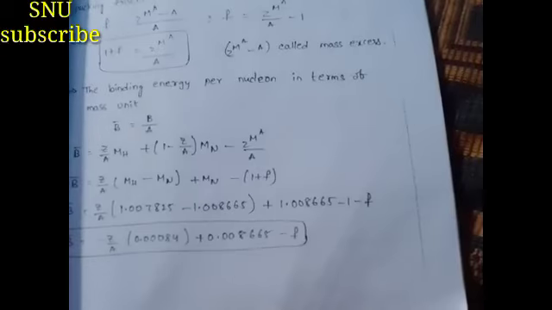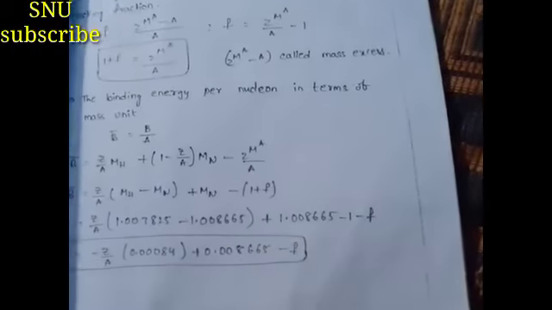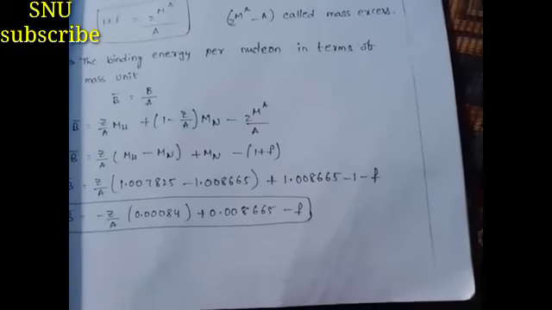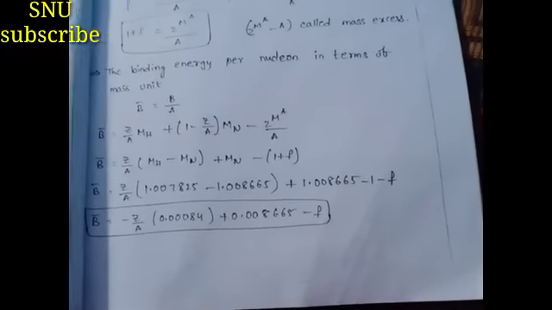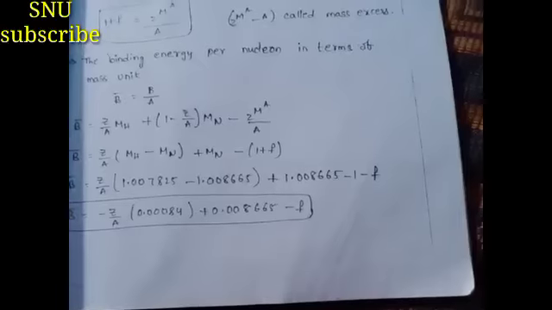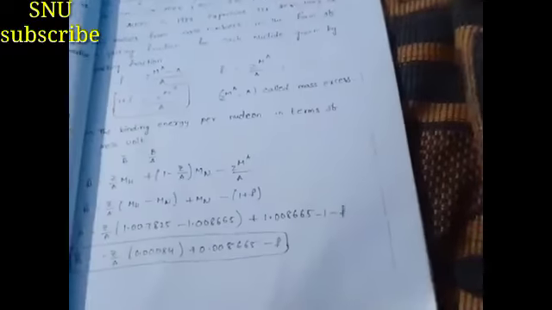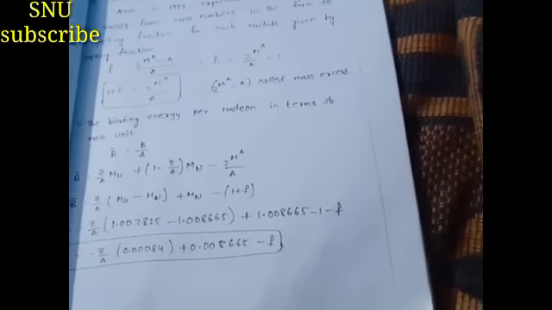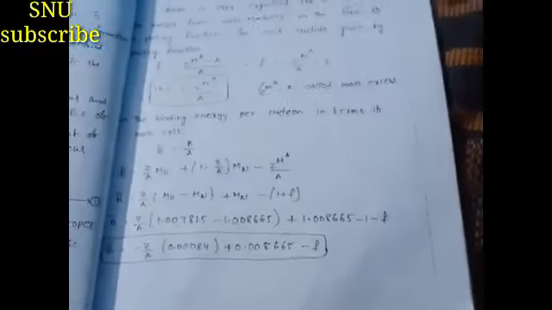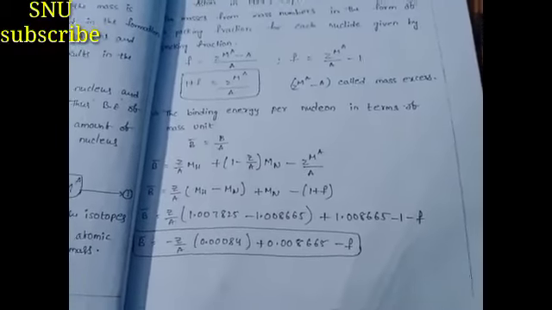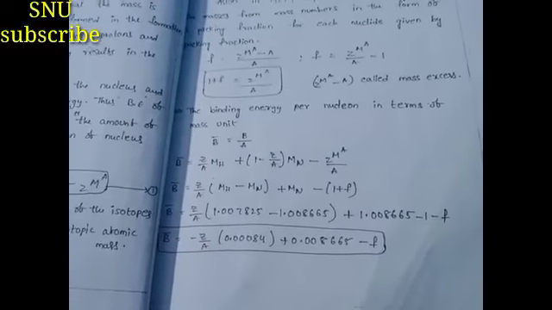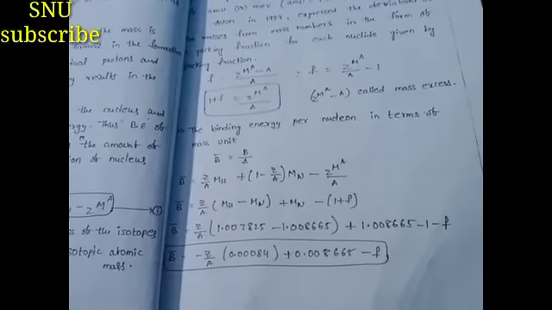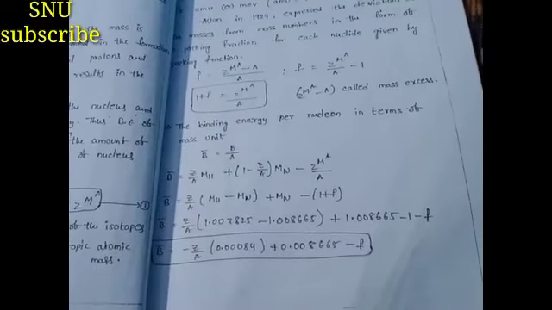The binding energy per nucleon in terms of mass unit. B bar is equal to B by A. B bar is equal to Z by A mH plus (1 minus Z by A) mn minus ZMA by A. B bar is equal to Z by A (mH minus mn) plus mn minus 1 plus F. B bar is equal to Z by A into (1.007825 minus 1.008665) plus 1.008665 minus 1 minus F. B bar is equal to minus Z by A into 0.00084 plus 0.008665 minus F.